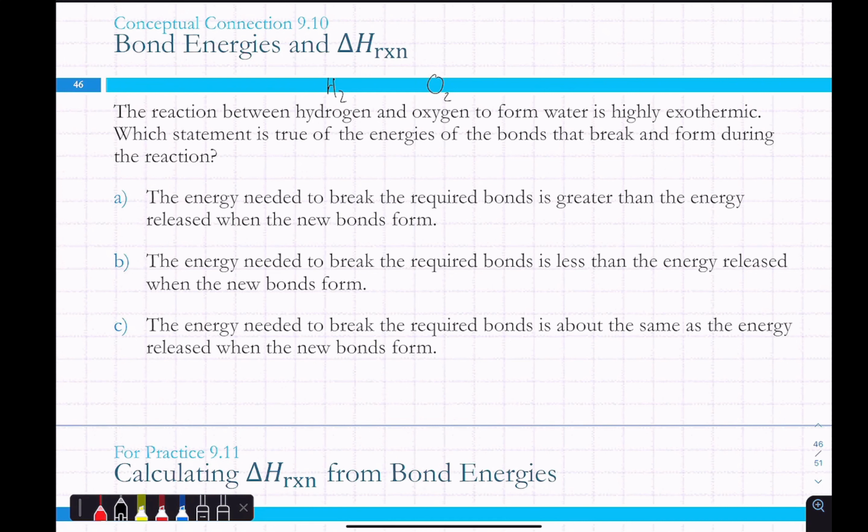Yeah, so B: the energy needed to break the required bonds is less than the energy released when the new bonds form. So you put a little bit of energy in. I guess maybe you can think of these like investments. You're investing energy into the bond, and that breaks the bond. Or you're like buying something, but then it's forming new bonds. So the new bonds release more energy than what you put in. There was less energy required to break the bonds, so you got more energy out.